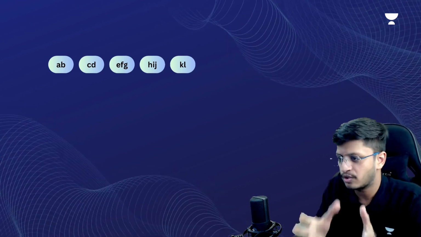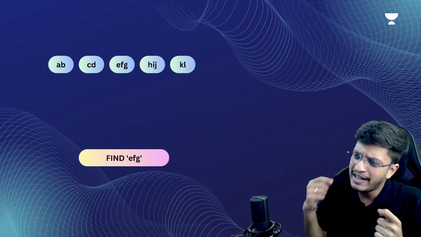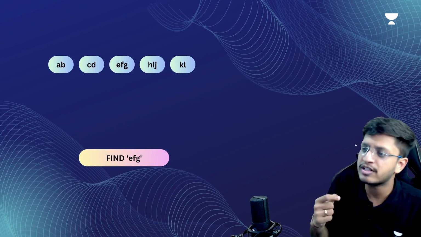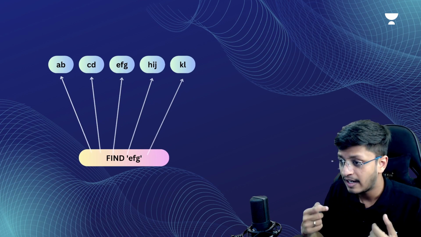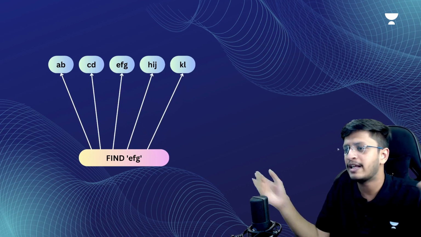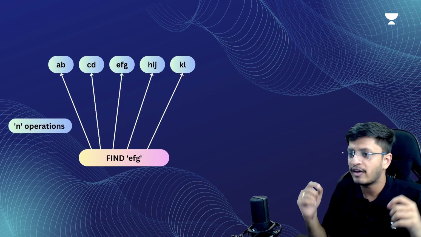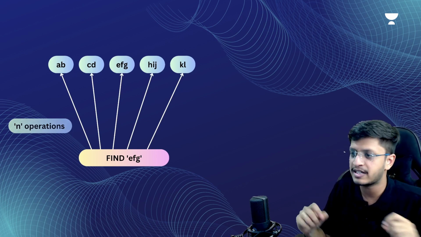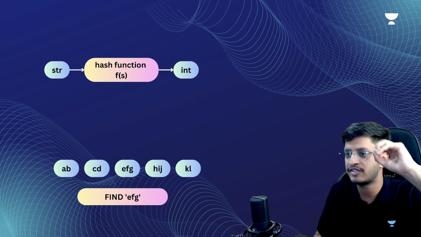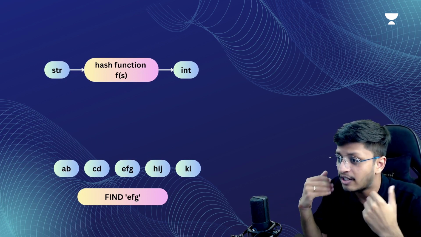Let's say I've stored the strings, but the query I'm getting is to find one particular string. Let's say I'm getting a lot of queries like find this string, and I've put them in memory in any order. If I want to find a string, I will have to search each one of them, and it will take n operations. I will search like is it AB, EF, G. This is not efficient.